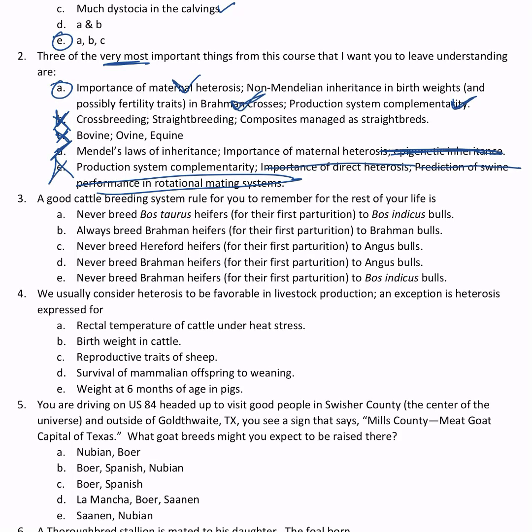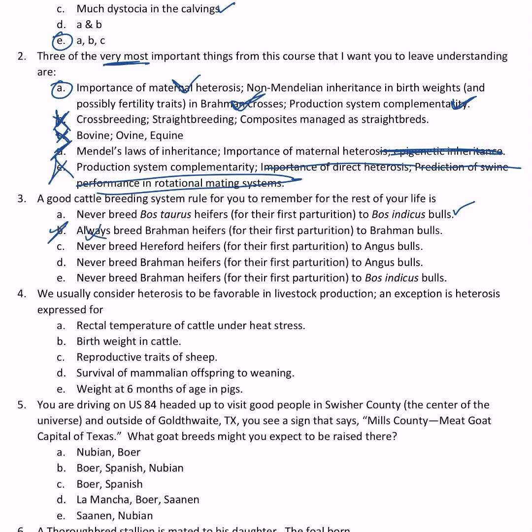A good cattle breeding system rule for you to remember for the rest of your life is never breed Bos Taurus heifers for their first parturition to Bos Indicus bulls. That's kind of like question 1 that we went over, so that is something good to remember. Always breed Brahman heifers to Brahman bulls. That's not always the case. It's definitely not in all ways, so it's not this one.